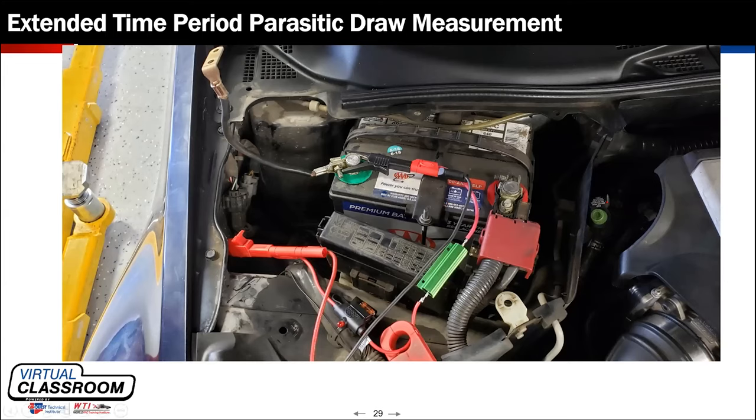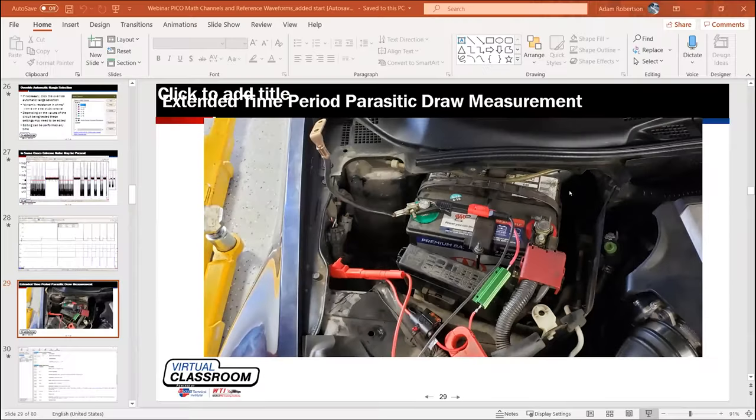Adam, quick question from chat. The ohmic value of that resistor, was that 0.1 ohms or could it be 1 ohm? I have both, I just do not have the 1 ohm here. In my experience with the testing I've done, I prefer 0.1 ohms. It seems to be the best from an accuracy standpoint because it's easier to get a higher percentage of accuracy with the lower values.